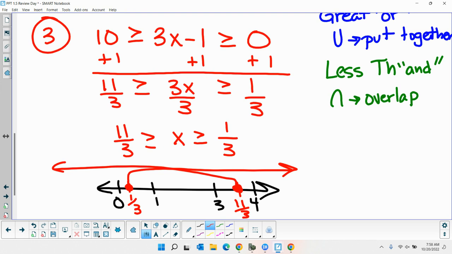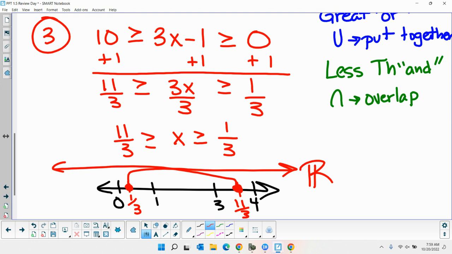Okay, if I put those two together, what am I covering? Everything, right? It's an or, so I'm just putting them together. So I'm covering everything. So basically, it's all real numbers. Anything works because it works for one or the other. Okay? If it was an and, I would see where they overlap. I would have just covered the in-between part.